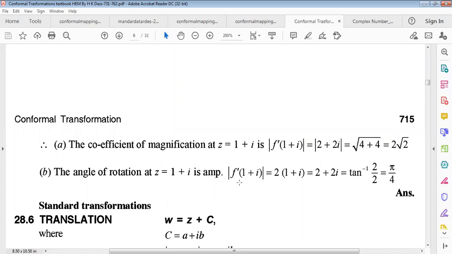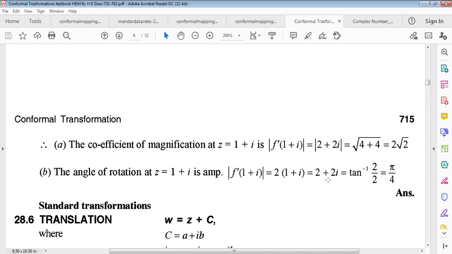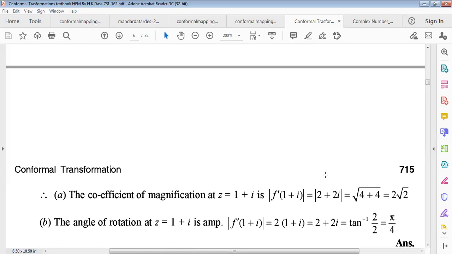Similarly, the angle of rotation will be the amplitude of this value, 2 plus twice i. So this amplitude will be tan inverse y by x, where y equals 2 is the imaginary part and x equals 2 is the real part. 2 by 2 is 1. Tan inverse 1 equals 45 degrees, that is pi by 4. Very easy example.